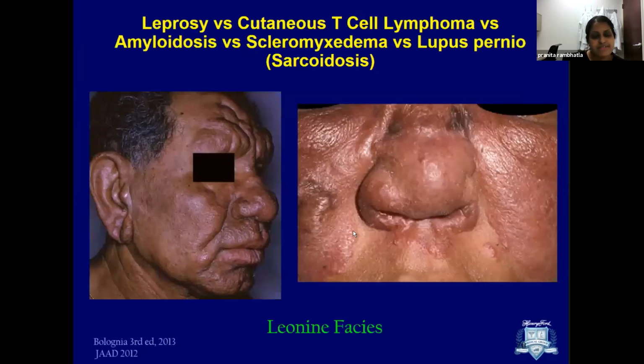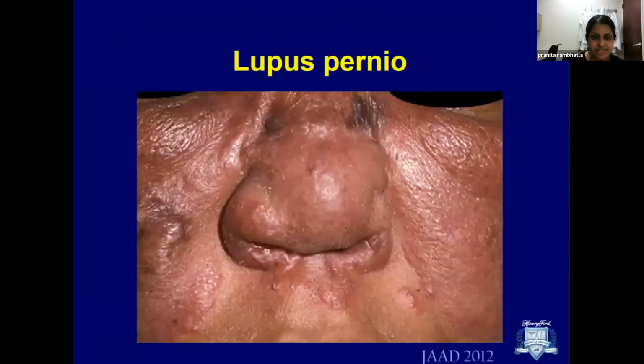What you see up here on the left is what we in dermatology call leonine facies. In this entity, it's a face that looks like a lion, and this has a very specific clinical differential diagnosis, and some of them I've listed here at the top for you: leprosy, cutaneous T-cell lymphoma, amyloidosis, scleromyxedema, and then the last is sarcoidosis, or the lupus pernio variant of that. So one of these is sarcoidosis and the other is not. If you picked this one, you were correct.